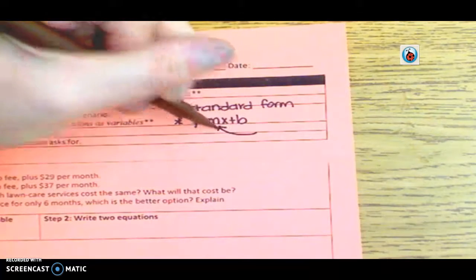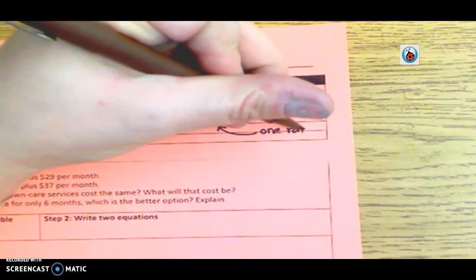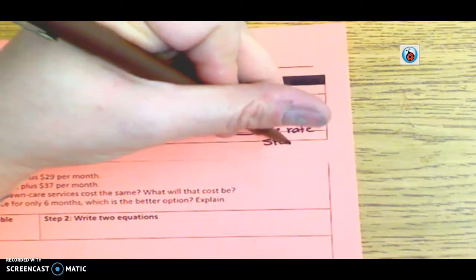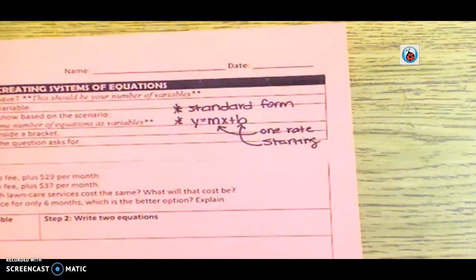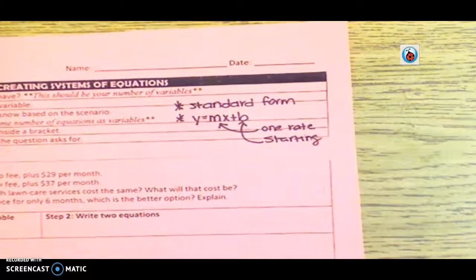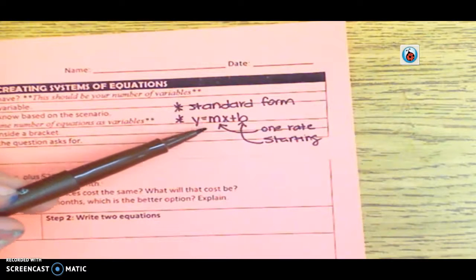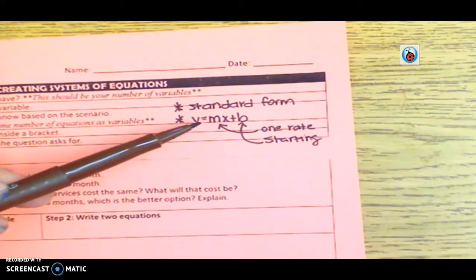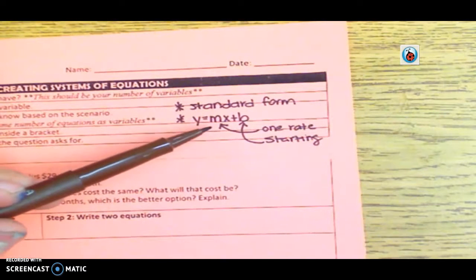This is the one that will really stand out. If you have been given one rate of change and maybe a starting point, that's our b, that'll let you know that that's the format you're going to take. This format tends to be like, we've got little Bobby and little Susie and we want to know when they'll be the same. So they tend to take that format.